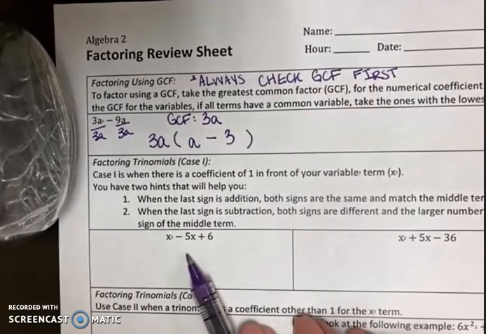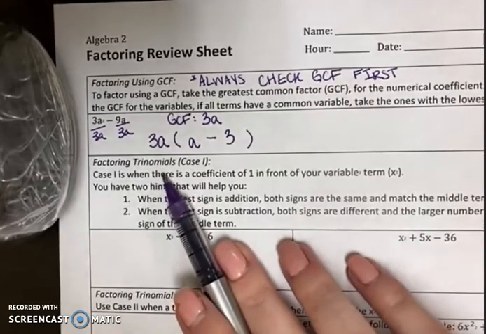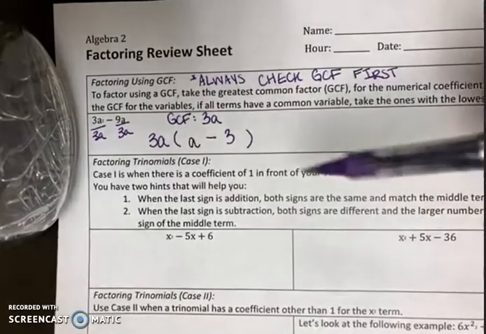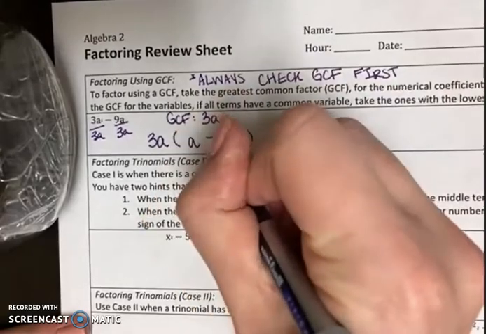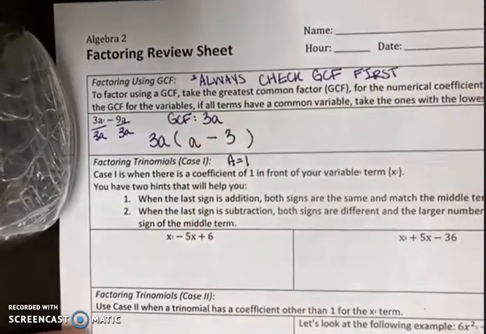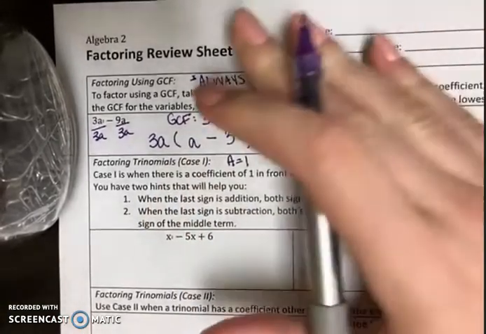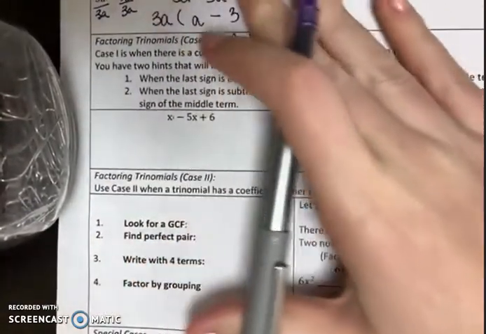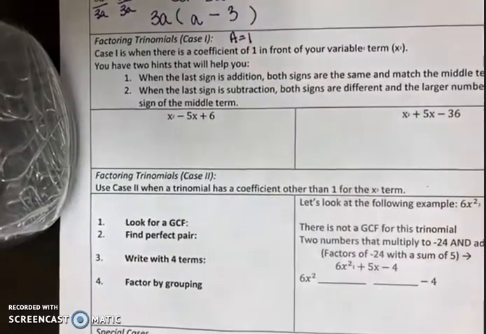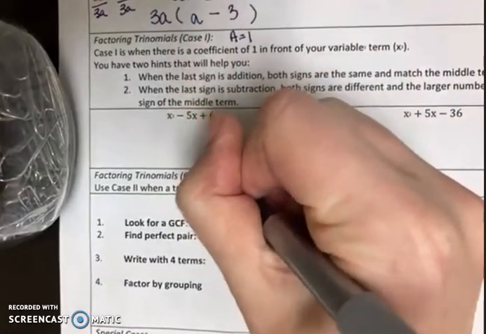Next, we have factoring trinomials. Remember, trinomial just means something that has 3 terms. And there's actually 2 different cases we're going to take a look at. There's case 1, which is when a is equal to 1, where a is the leading coefficient. And then also, we're going to take a look at case 2. Case 2 is when a does not equal 1.